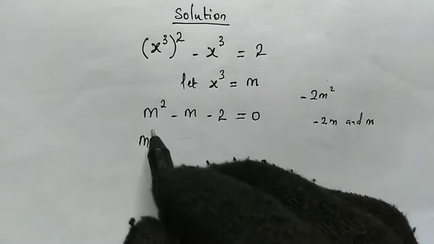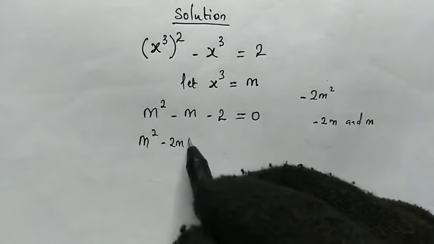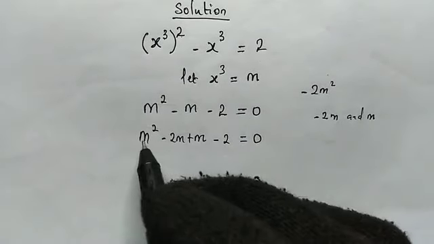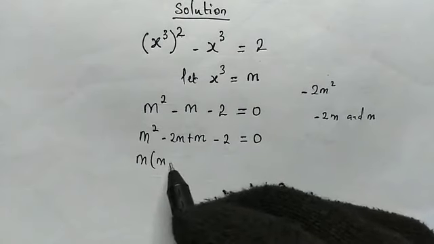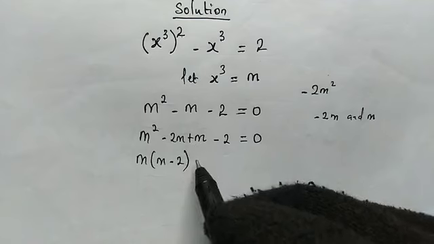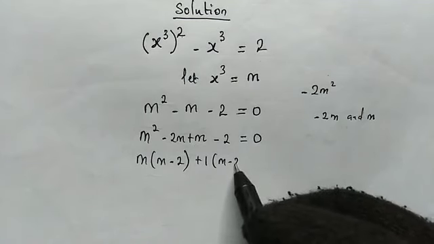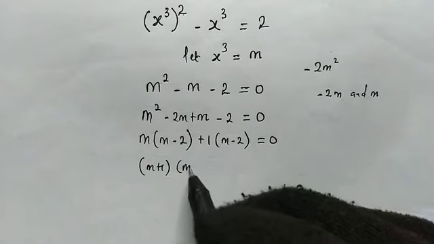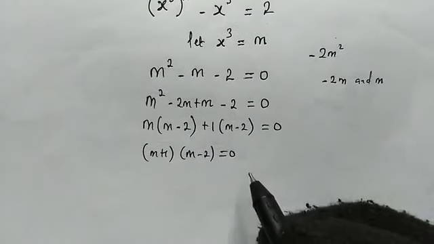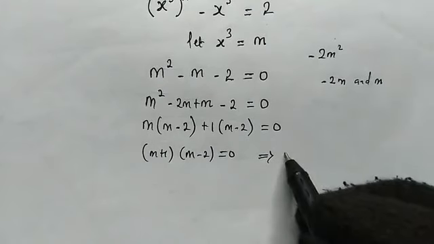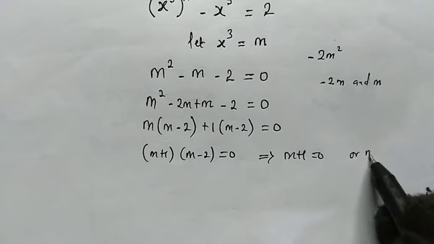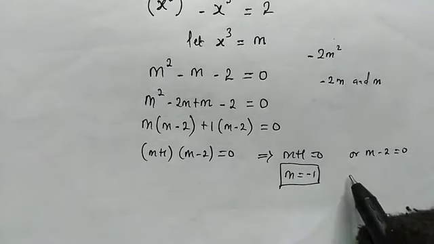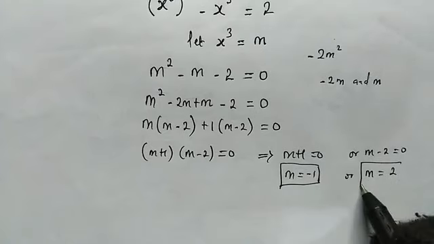So that will become m squared, minus 2m plus m, minus 2, this is equal to 0. So here m is common, so we factor it out. So we have m minus 2 here, and here we just have 1. Then m minus 2, this will be equal to 0. From here, this is factorized as m plus 1 multiplied by m minus 2, which is equal to 0. So from here, this implies that either m plus 1 is equal to 0 or m minus 2 is equal to 0. And from here, m is negative 1, and from here m is equal to 2.